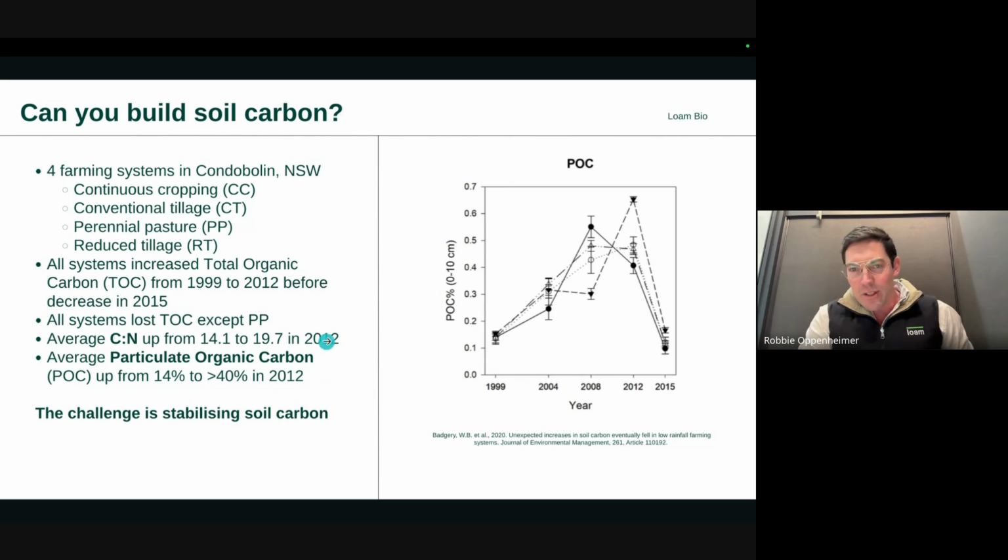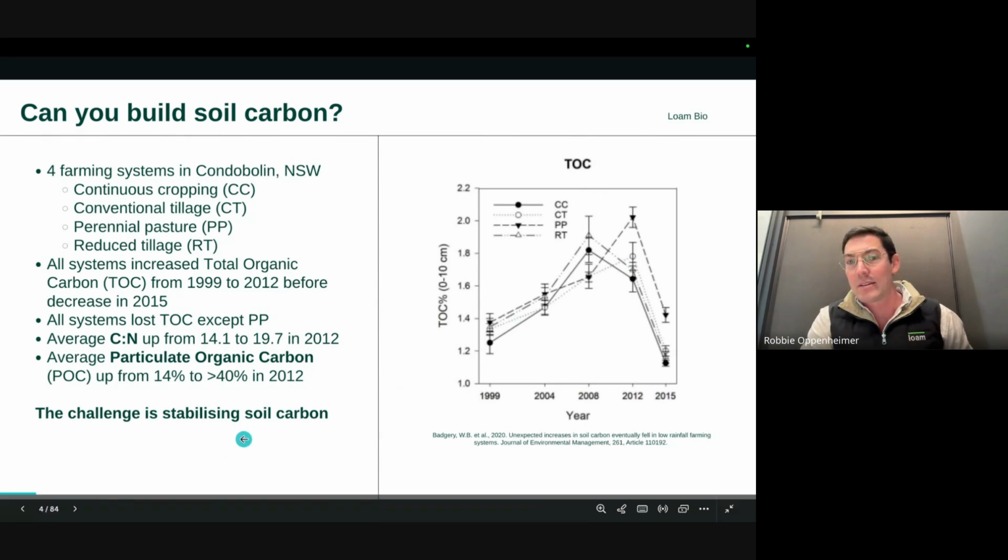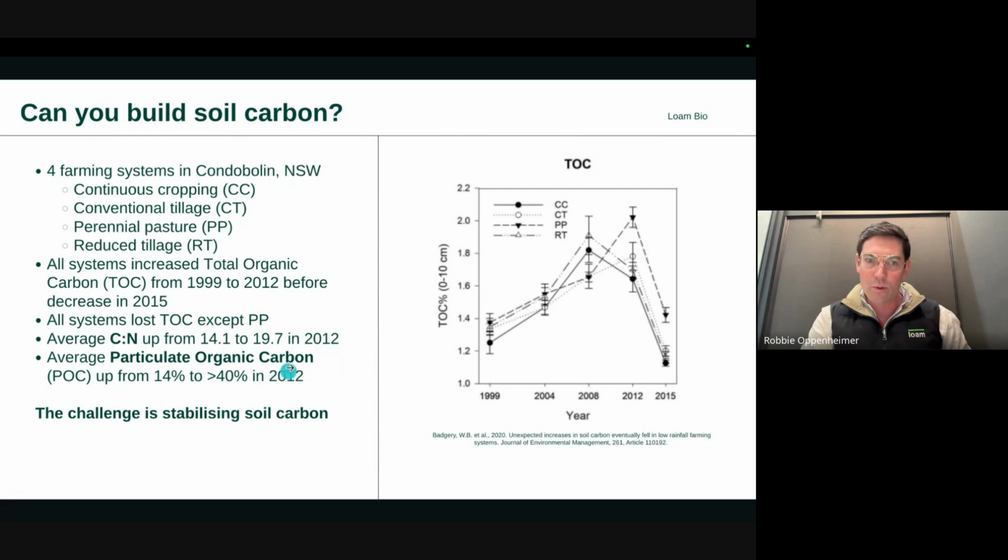So taking these 2 points means that the actual challenge is not building soil carbon. Like, it's possible to increase. The challenge is stabilizing the soil carbon. The challenge is focusing on the pools of carbon, like carbon in soil aggregates and carbon on mineral surfaces, where it will be stable to changes over time.